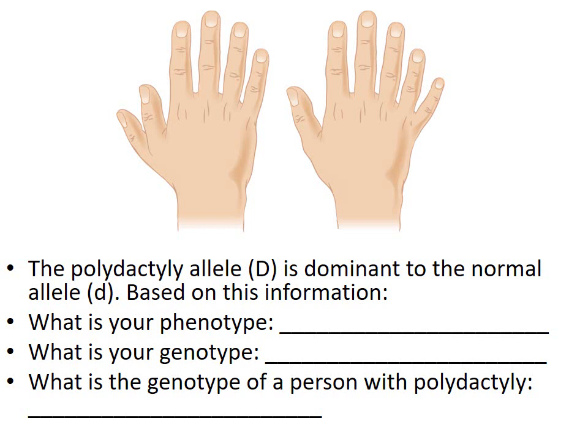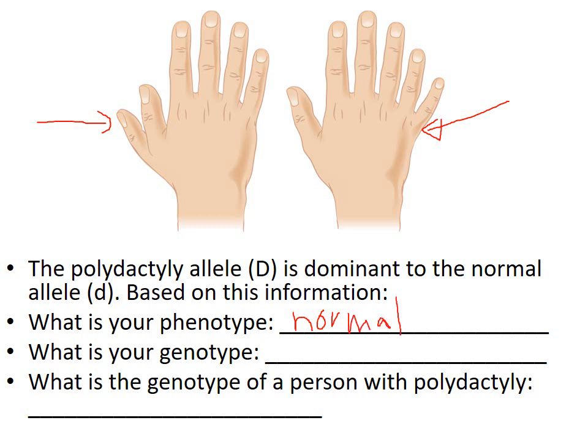In this case, we have a scenario: the polydactyly allele, big D, is dominant to the normal allele, little d. Based on this information, what is your phenotype? If you were to study it, you'd have to tell me whether you are a polydactyl or an individual with a normal number of fingers on one hand. For me, I have 5 fingers on each hand, so I have the normal phenotype.